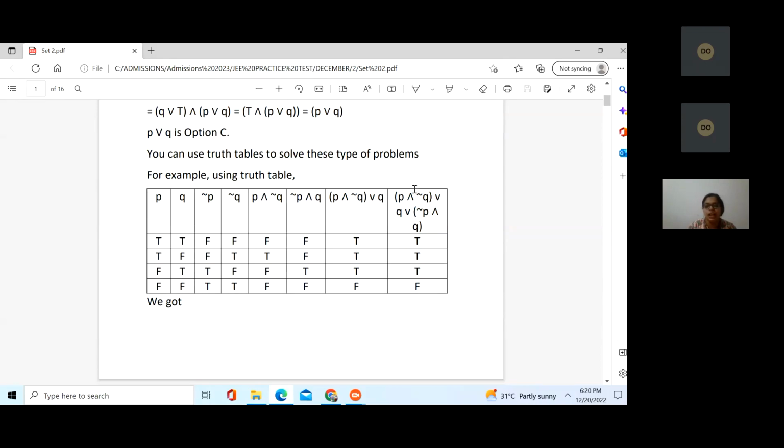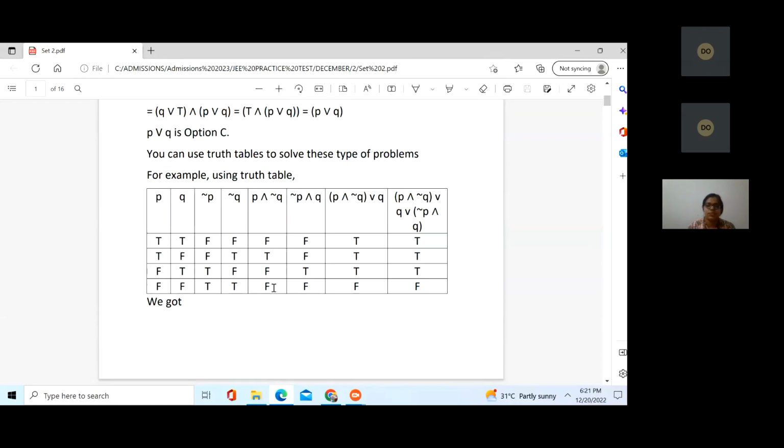This is what the question has asked me: P and negation Q, or negation P and Q. So I need to find P, negation P, Q, negation Q. That is the first part, so I have completed that. Then the first portion is P and negation Q. It's the and operation, right? So it's true, false: false; false, true: false; true, true: true; false, false: false.